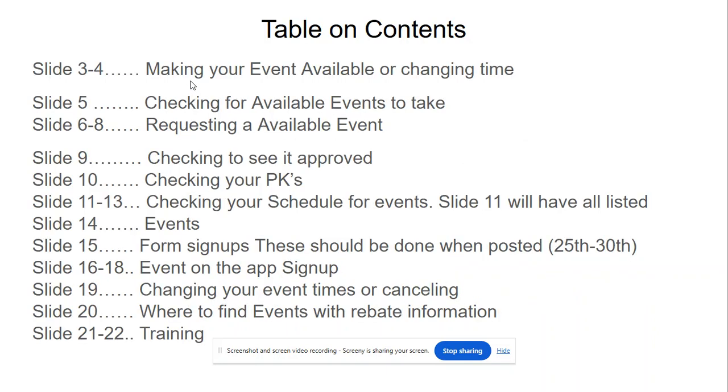Table of contents: we go over making your events available for changes, checking your events, available events to take, requesting available events, checking to see if it's approved, checking your PKs, checking your schedule for events. Slide 11 will have a list of the details. 14 goes over your events, your form signups, events on the app signups, changing your event times, or canceling, and where to find your events with rebate information and training options.